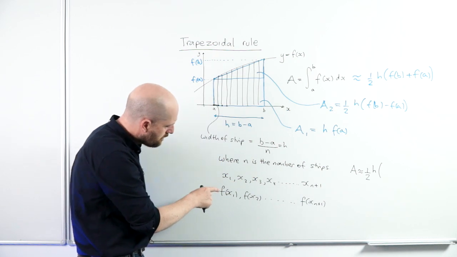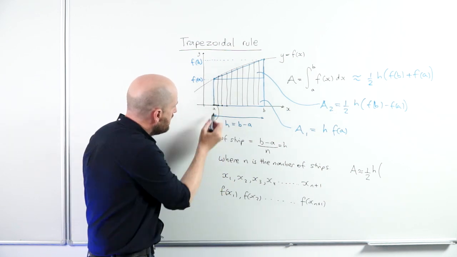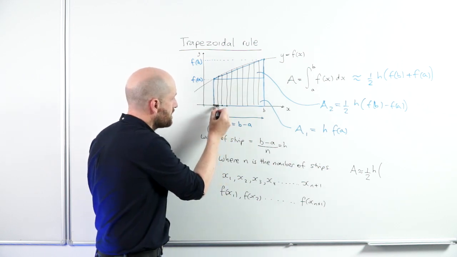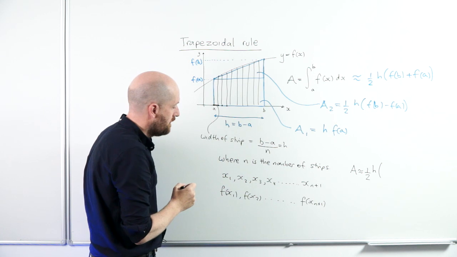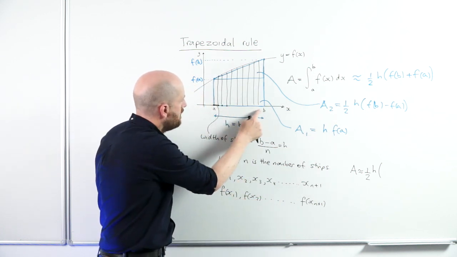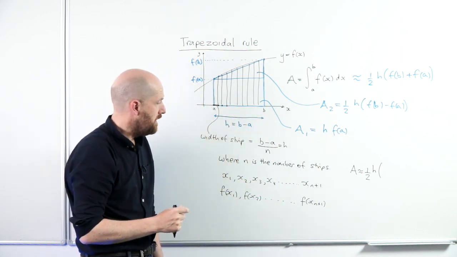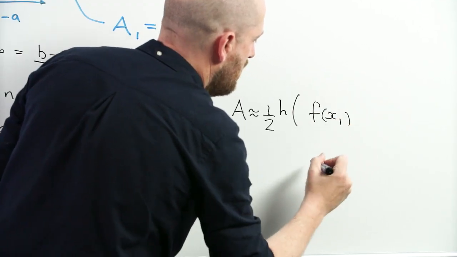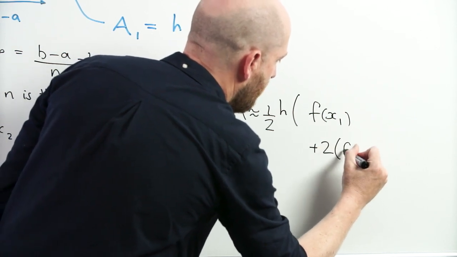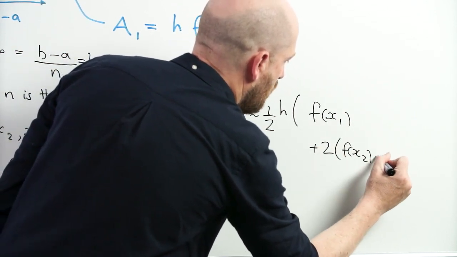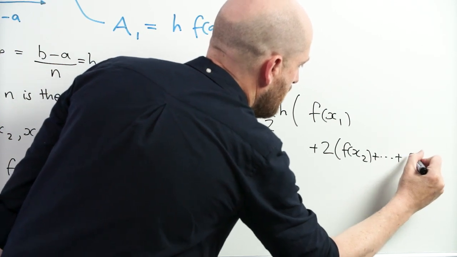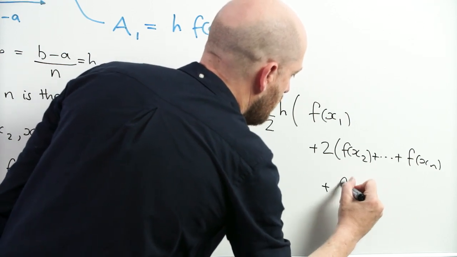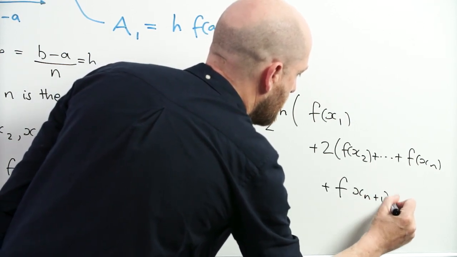The key here is that the very first strip uses f at x1 and f at x2. The next strip uses f at x2 again and f of x3. All the ones inside are actually going to be used twice. So the final formula adds up f at x1 and then twice all of the ones, f at x2 all the way up to f at xn, and then finally adds on the single value f at xn plus 1.